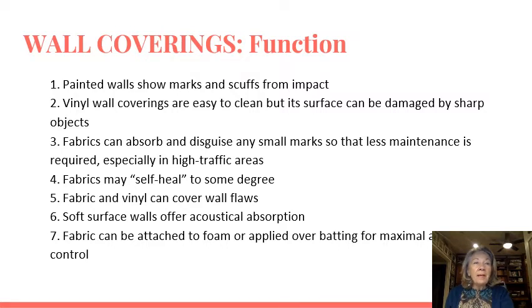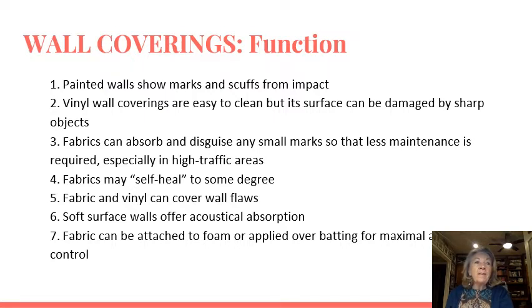Number 5, fabric and vinyl can cover wall flaws. Sometimes our walls are uneven, they're cracked, they're rough, and fabric and vinyl can cover those flaws on the walls quite nicely. Number 6, soft surfaces. Soft surface walls offer acoustic absorption. This might be nice in a busy office building or a conference room, in the corner of a busy office where you need just a little area that's going to be a little bit more soundproof. Those soft surface walls, fabric or wall cover, can help with that.